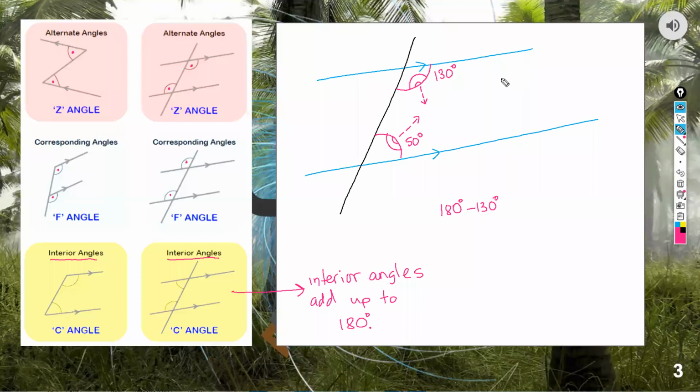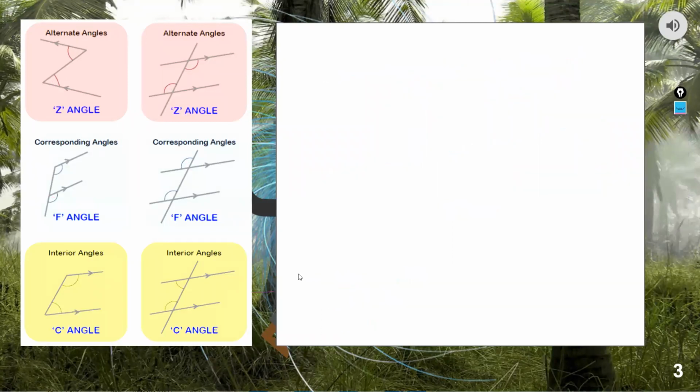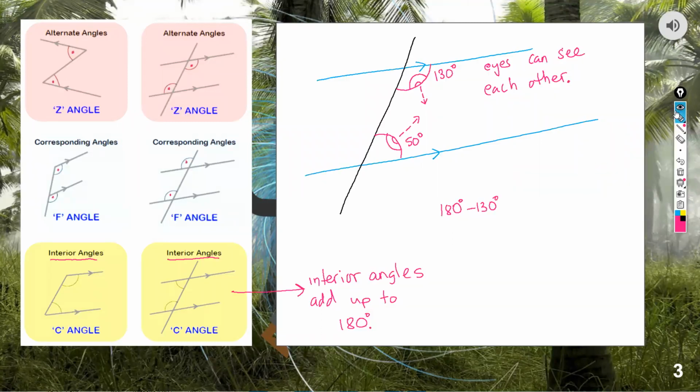All right, okay. The eyes can see each other, right? But of course, this only applies to parallel lines, right? Oh, sorry about that. Oops, right. Let me know when you're finished, and after you note it.